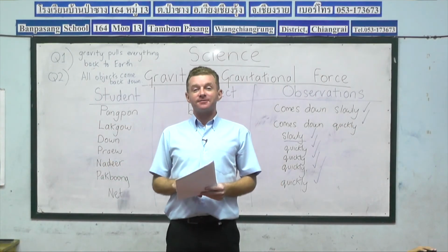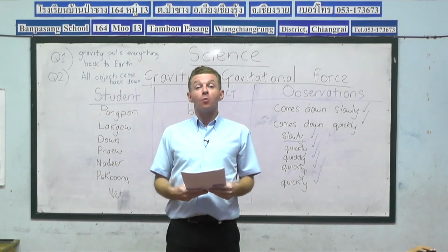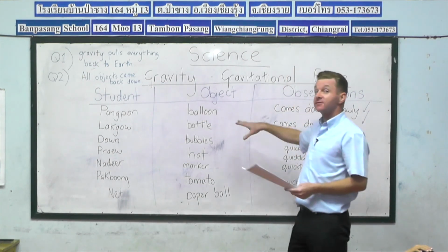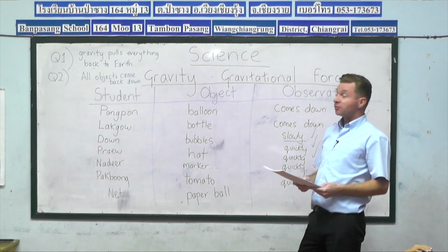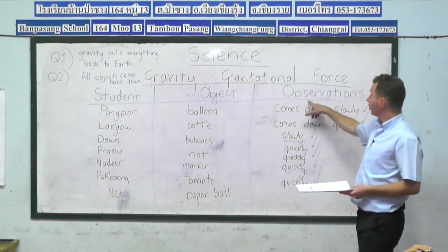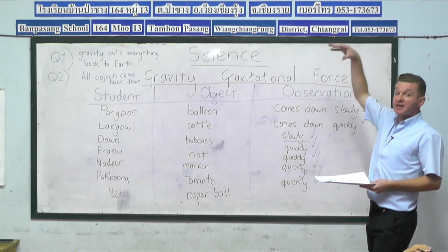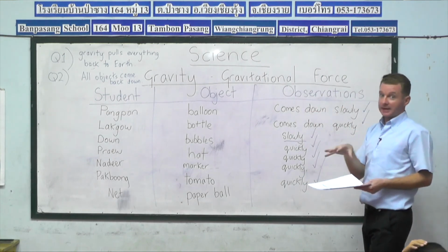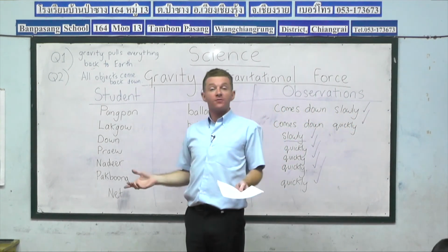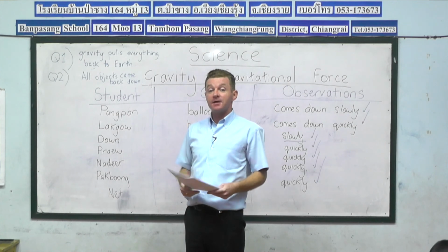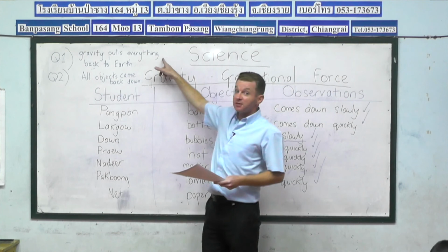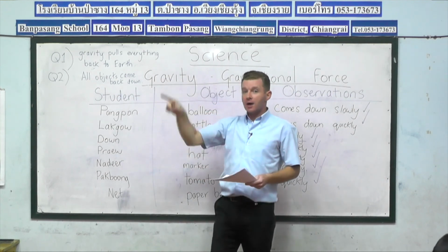Welcome back to class. We hope your students enjoyed the worksheet exercise also, where we could record our findings for the practical activity. So remember, we have our students, the object, and then also our observations, whether they came down slowly or quickly. And that leads us to answer our final 2 questions. What is our conclusion for this activity? So all together, guys, gravity pulls everything back to Earth.